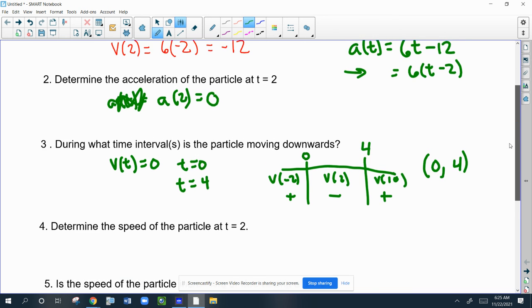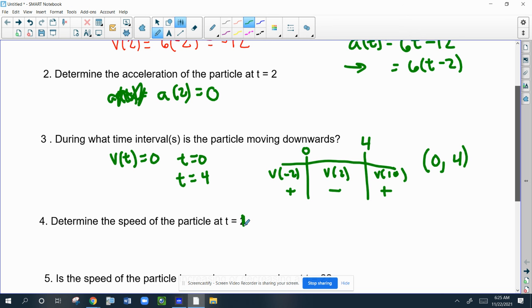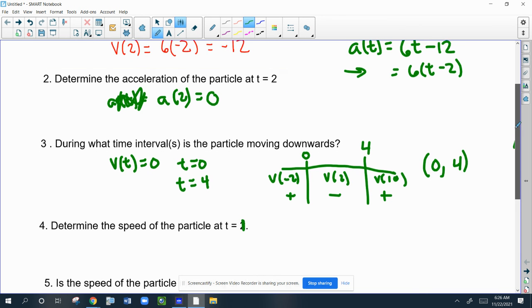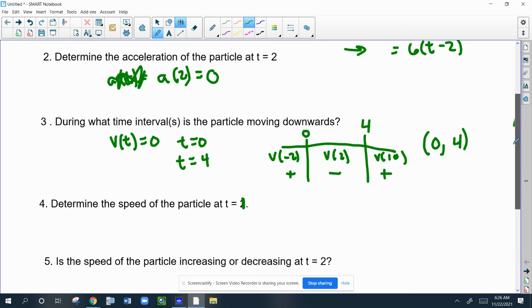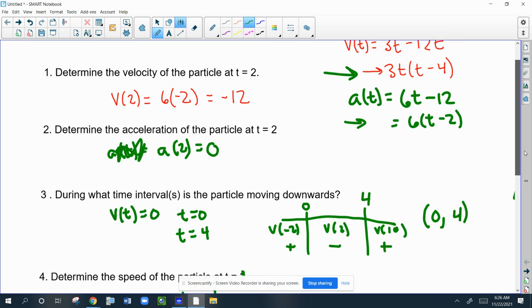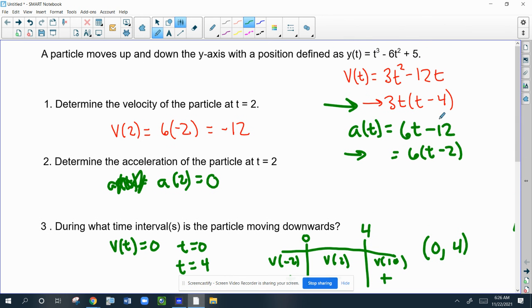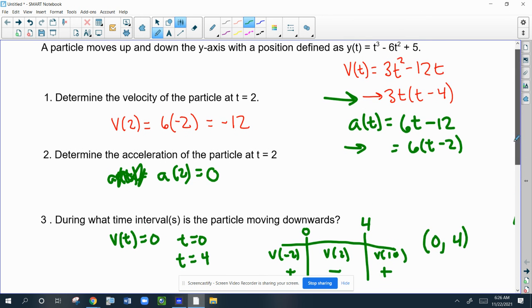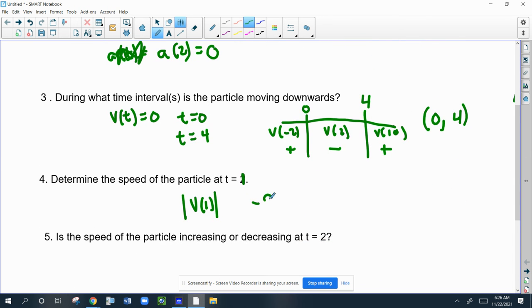Now the next question is to determine the speed. I'm going to change this to t equals 1. Now the speed, actually, the speed is the absolute value of the velocity. So we're going to just plug 1 into the velocity, which would be up here, 3 times a negative 3, which is negative 9. And it's just the absolute value, so that's 9.